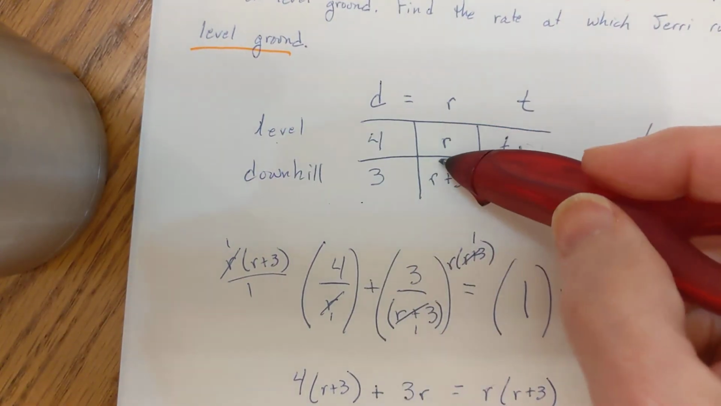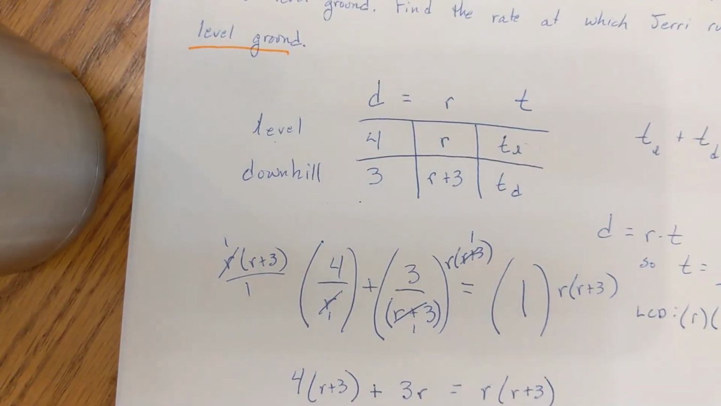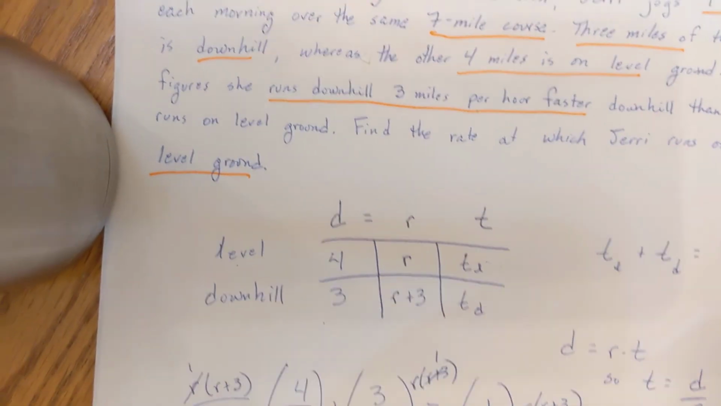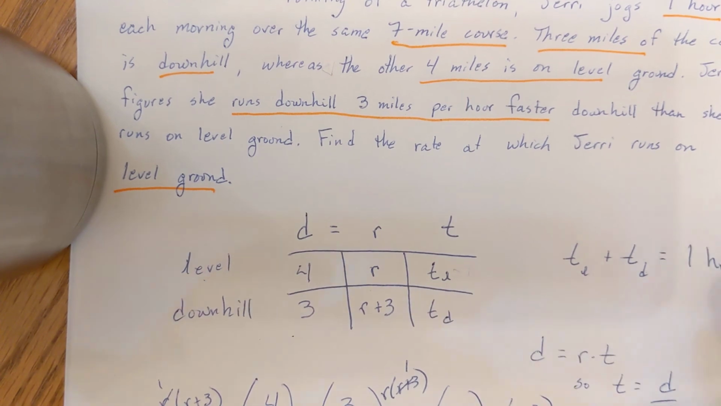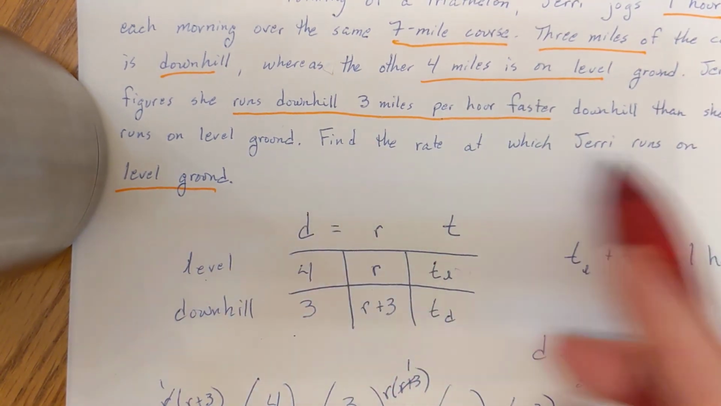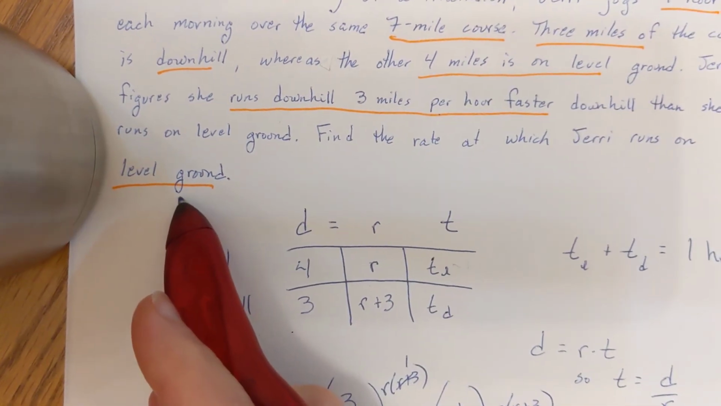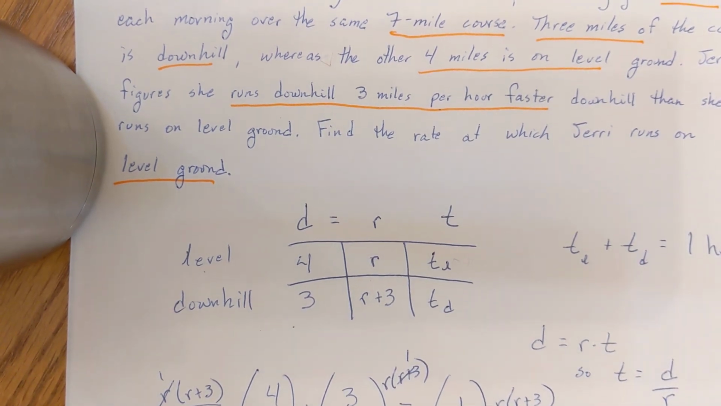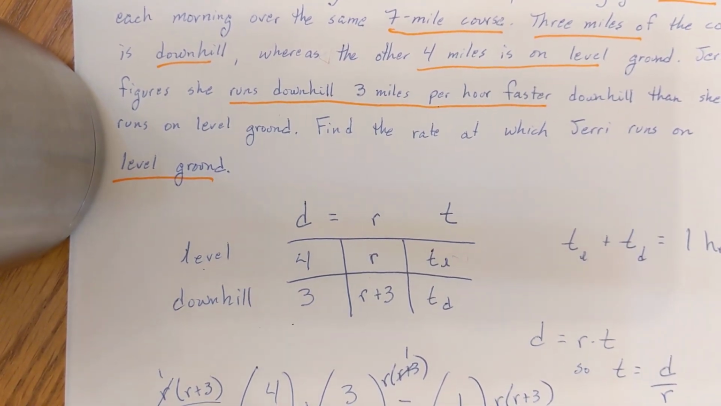on level ground, because we solved R as level ground. Check and make sure that's what we needed. Find the rate at which Jerry runs on level ground. So the answer is Jerry runs 6 miles per hour on level ground.